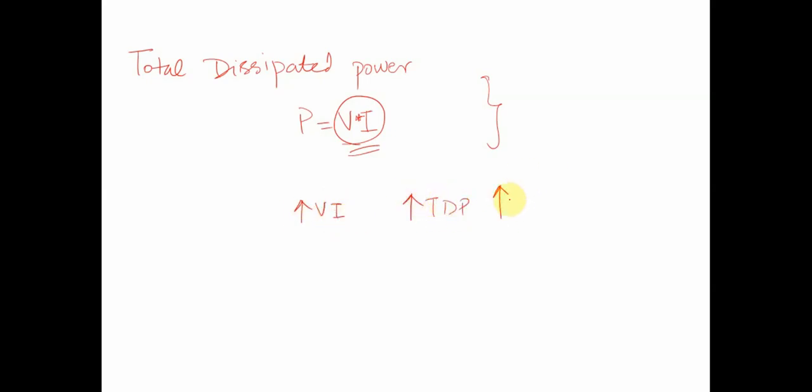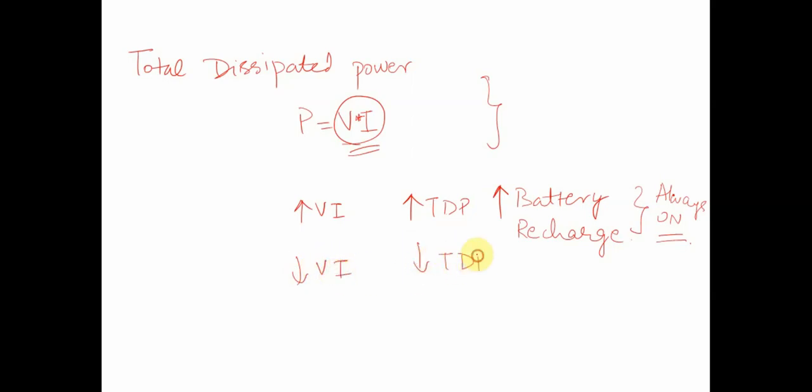So basically, if the power consumption is more, either we need to have battery recharge available, and we have to do it again and again, or if we keep it always on, the power consumed will be more. Similarly, the lesser the VI, the total dissipated power would be less. And if power is less, what would happen is a longer duration for the battery.